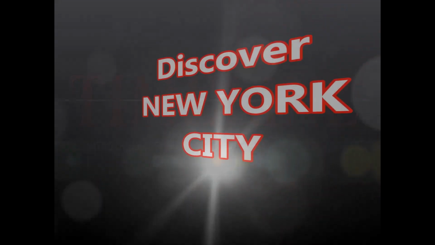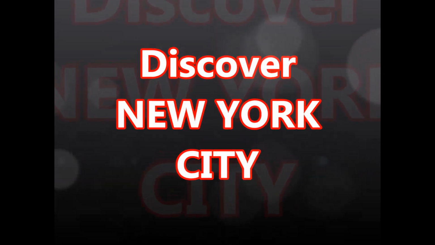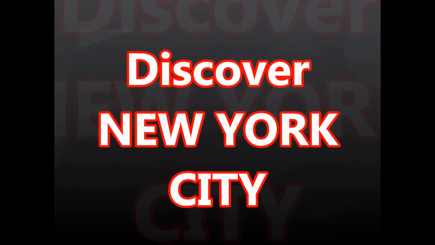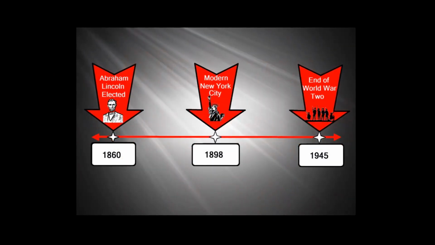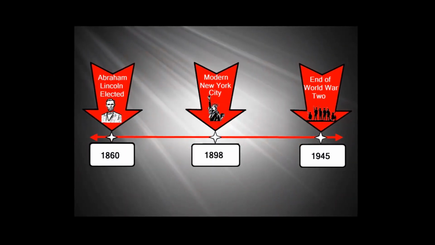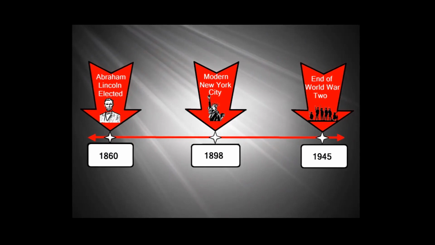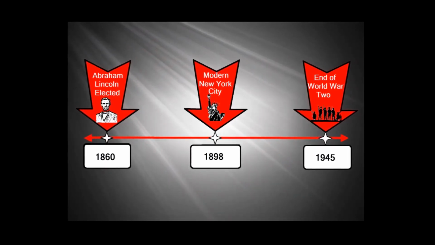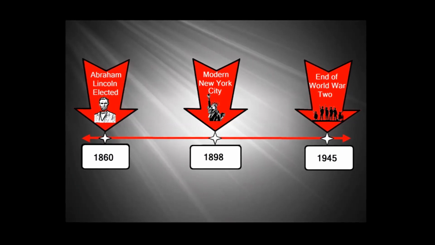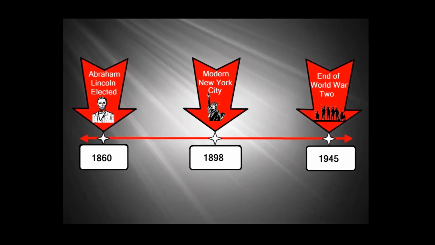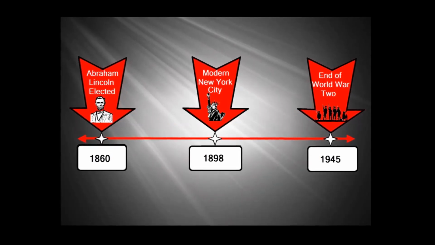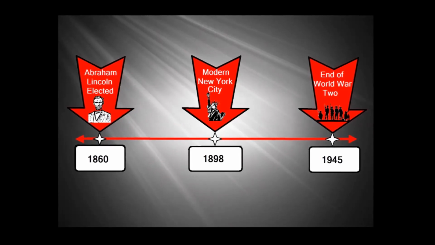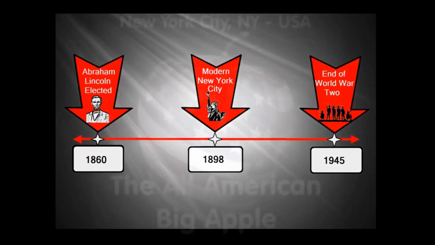This edition of Timeline presents Discover New York City. The city of New York is situated on the timeline at the end of the 19th century. Although founded in the early 1600s, modern New York City was consolidated and formed in 1898. To put this in perspective, Abraham Lincoln was elected president in 1860 and World War II ended in 1945.